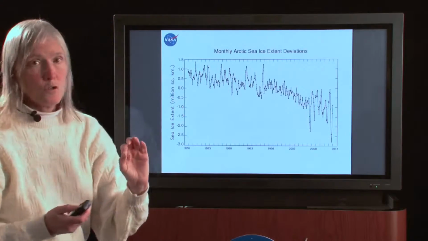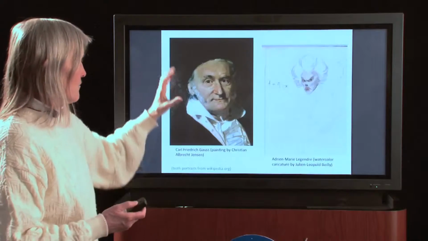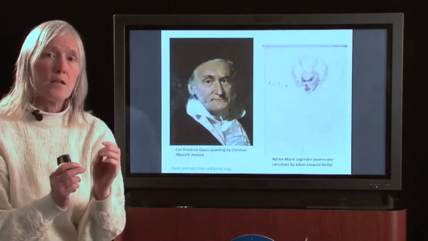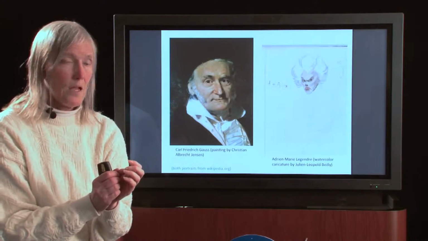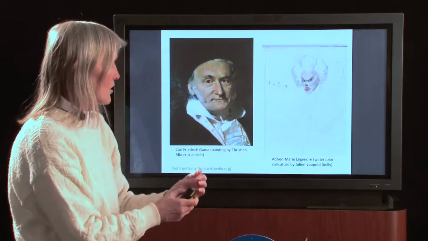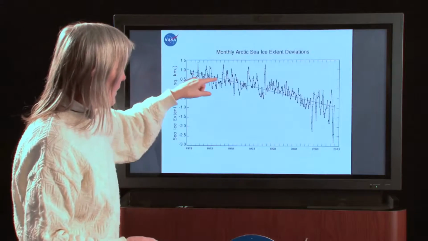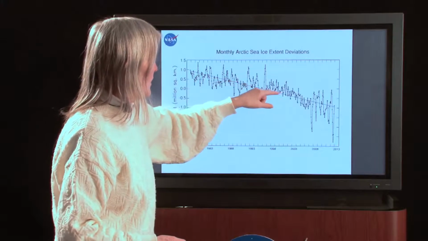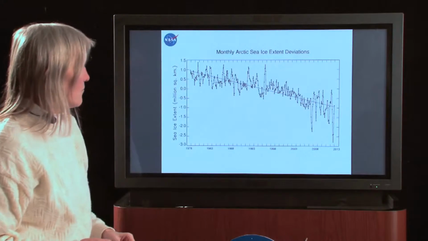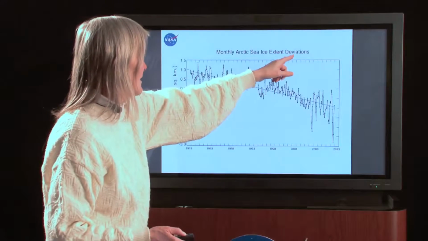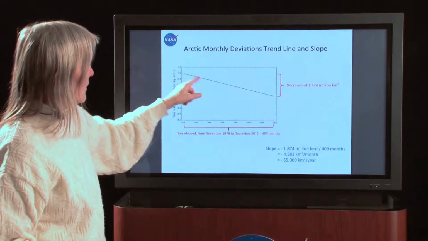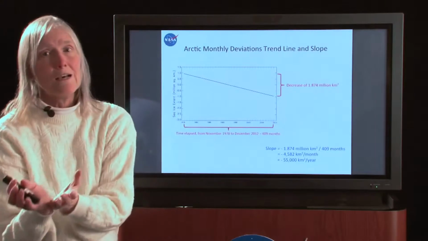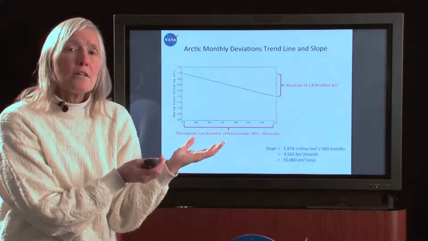And so we're going to use the same method developed by Gauss and Legendre, the same method of least squares. So we're using the least squares method to get a line through those data points, and this is the least squares line through the monthly sea ice extent deviations. And now we take that line and do the same thing we did before with a line. Once you've got a line, you calculate the slope the same way.